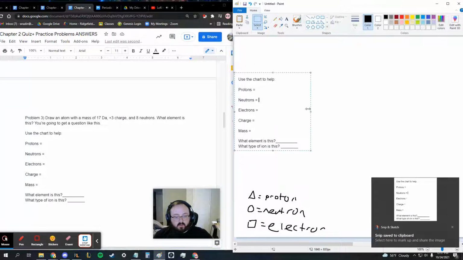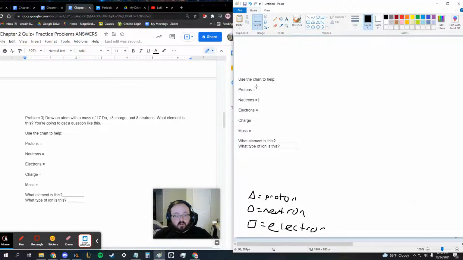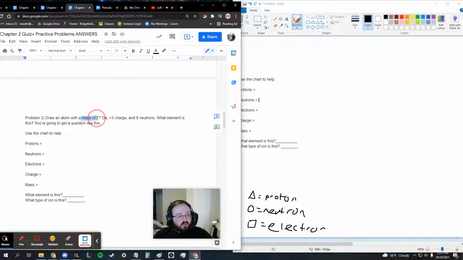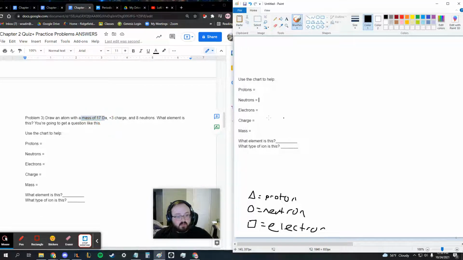So I'm going to solve it here. We're going to be drawing this atom. The first thing to know is when I give you a chart like this, you should fill it out with the information that you already have. Let's read through the question. We have 17 Daltons as our mass. Our charge is +3. And we have 8 neutrons. So this should be enough information to solve the rest of this.